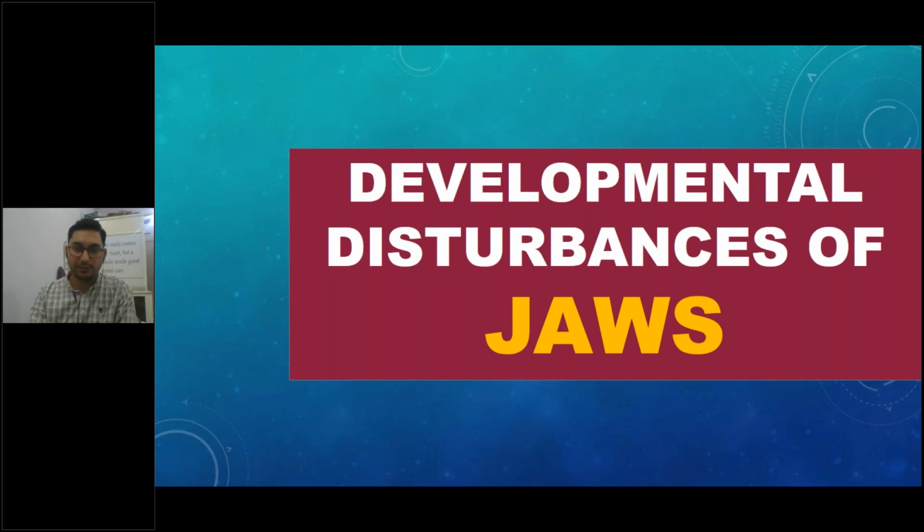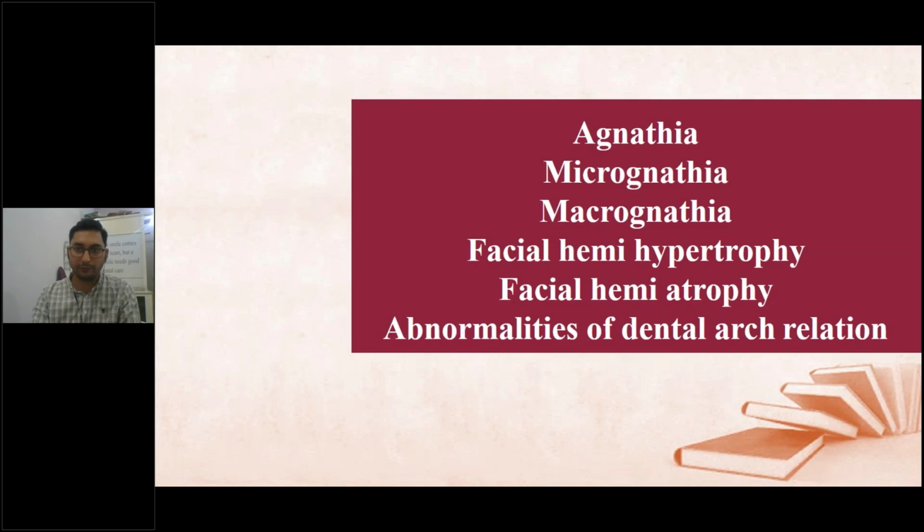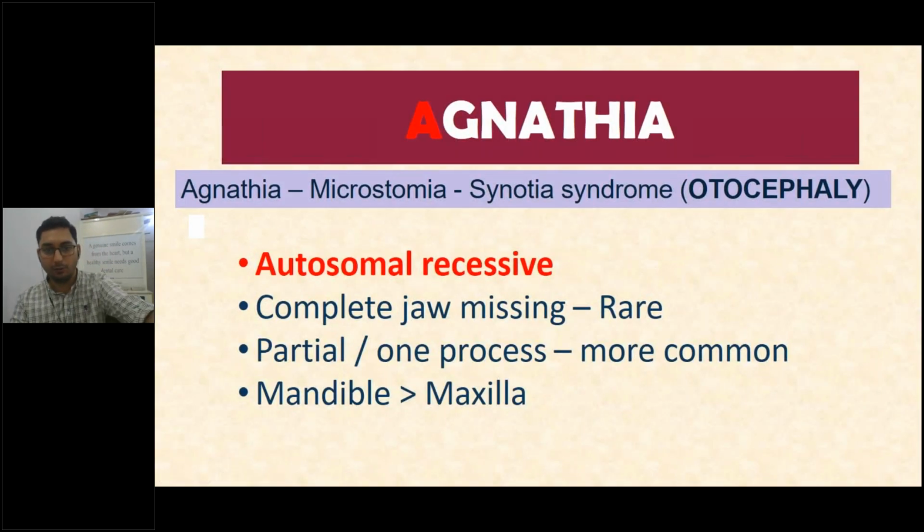So developmental disturbances of jaws. What are we going to cover under it? Agnathia, micrognathia, macrognathia, facial hemihypertrophy, facial hemiatrophy or Pierre Robin syndrome, and dental arch relationships. Okay, so these things we'll be going through. First is agnathia. Now we need to learn a few things, right? So now the actual learning has started.